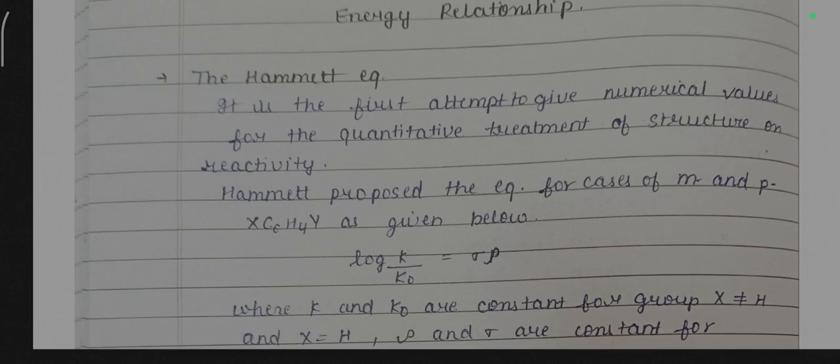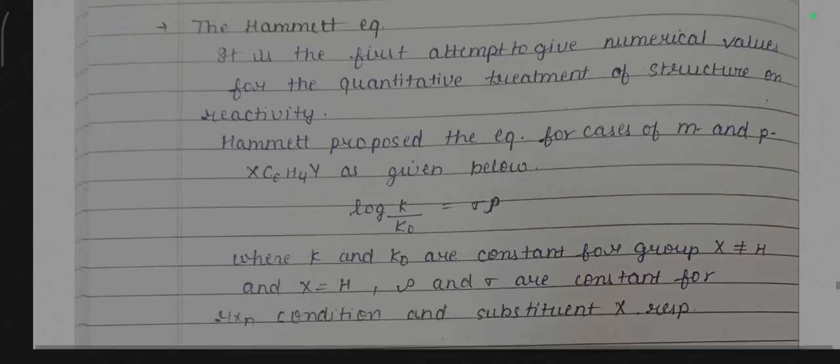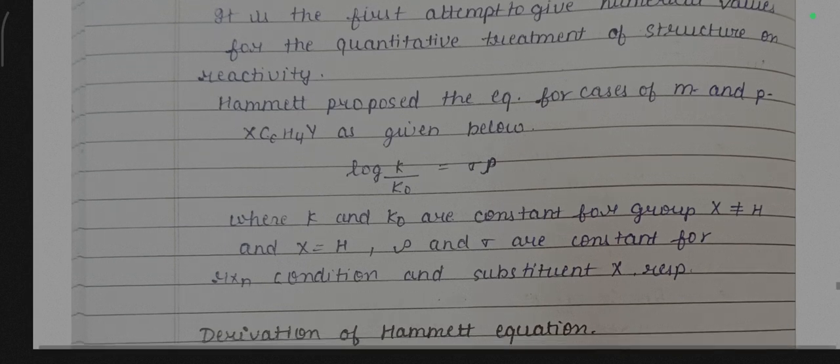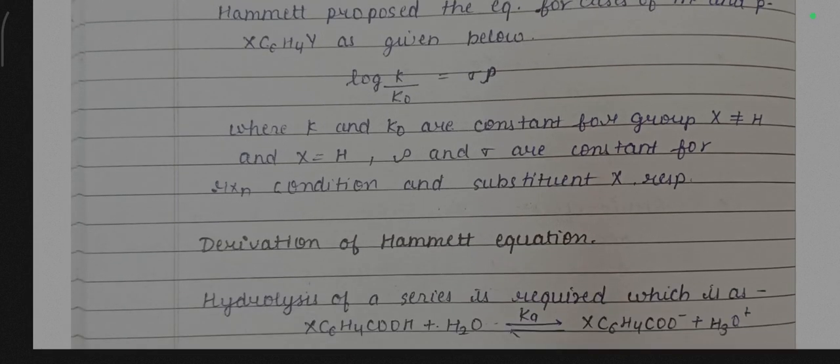Hammett proposed the equation for cases of meta and para X-C6H4-Y as given below. Log k upon k naught is equal to sigma into rho, where k and k naught are constants for group X, which is not equal to H, or X may be equal to H. Sigma and rho are constants for the reaction condition and substituent X respectively.